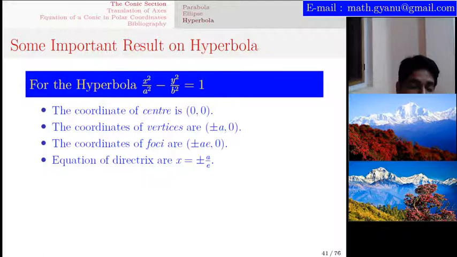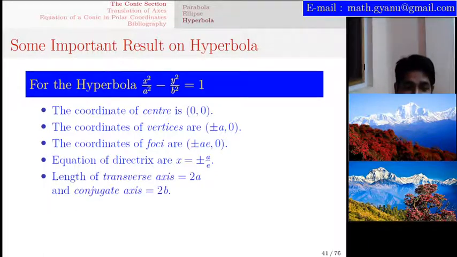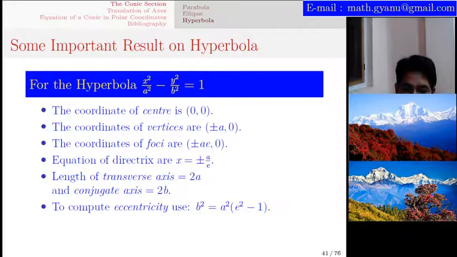In your mind, the question will arise of how to find the value of e. For eccentricity, the length of the transverse axis will be 2a and the conjugate axis is equal to 2b. And to compute eccentricity, use b square equal to a square times e square minus 1. Okay, then you will find the value of e. While you are solving the problem, I suggest you calculate eccentricity first. Then you will be able to write the coordinates of foci and equations of directrix. All are depending on the eccentricity. Okay, excepting the coordinate of center and vertices, all are related with the eccentricity. So I suggest computing eccentricity, or the value of e, at first while you are solving the problem.